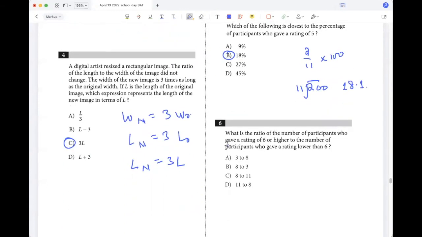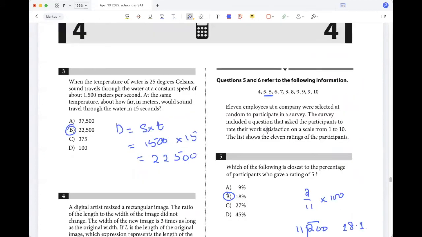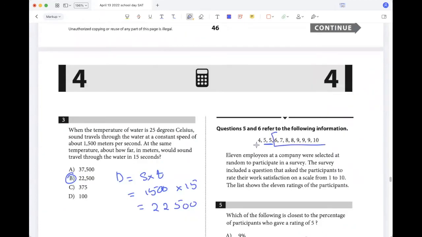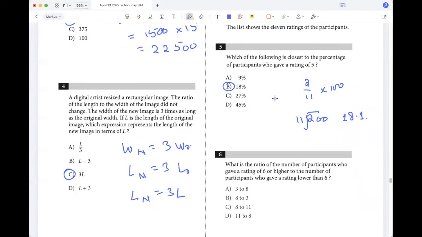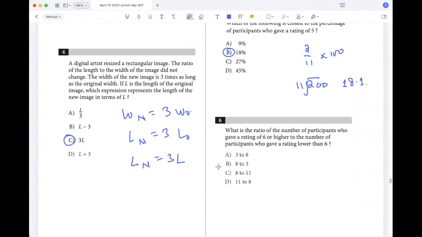What is the ratio of the number of participants who gave a rating of 6 or higher to the number of participants who gave a rating lower than 6? Okay, 6 or higher is this one, and lower than 6. So this would be 3 and 8, right? 3 lower, 8 higher. So 8 to 3, option B.